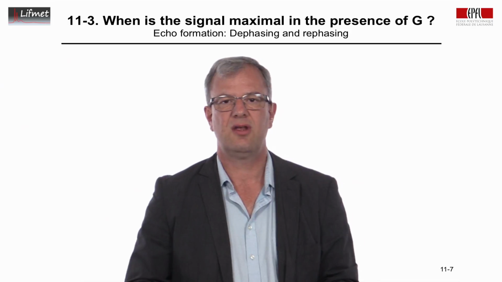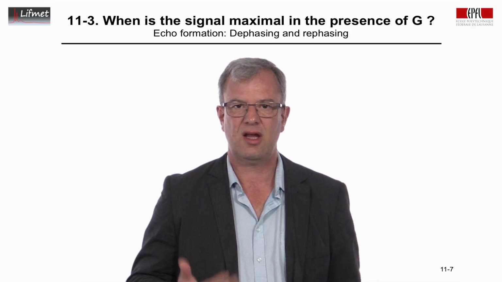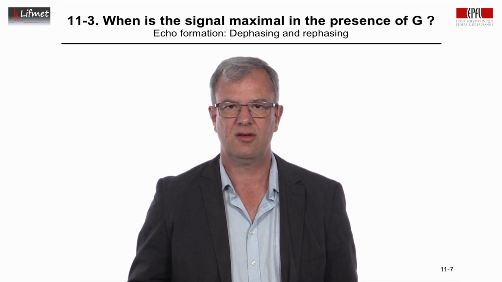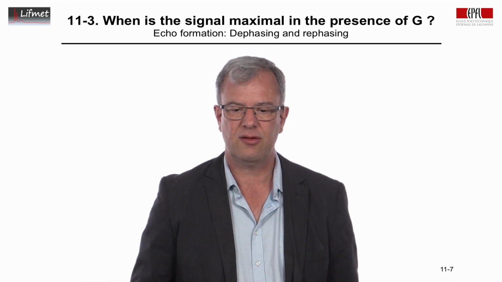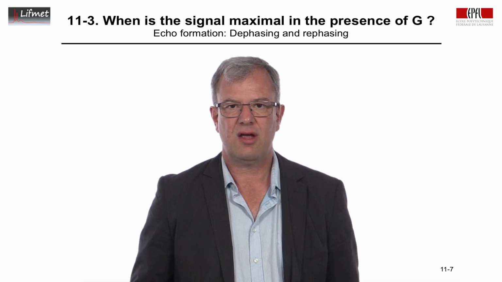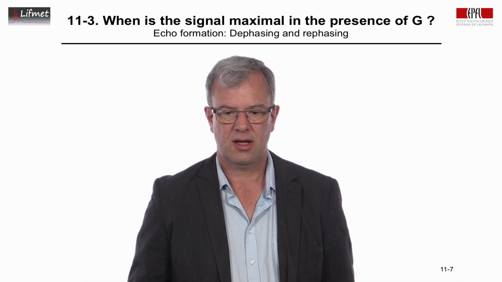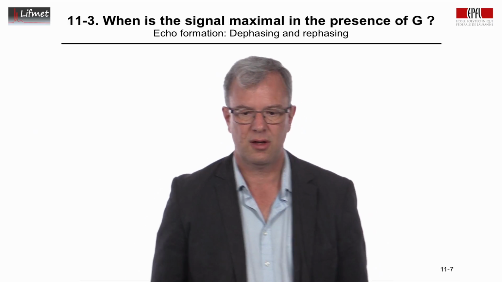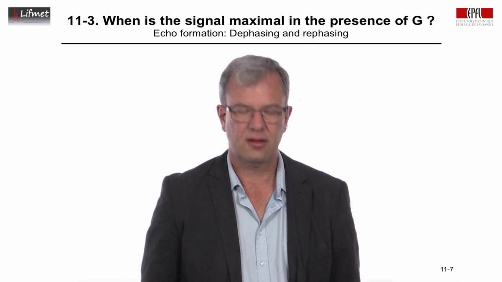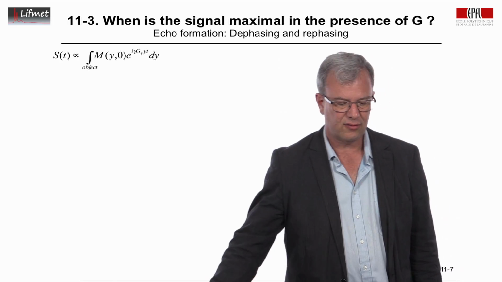To understand the basic imaging sequence, to understand how basic information is spatially encoded with MRI, we need to deal with the question of what the effect of the gradient on the signal is, and how we make, for example, the signal maximal under the influence of a gradient. Let's first look at the signal as a function of time.